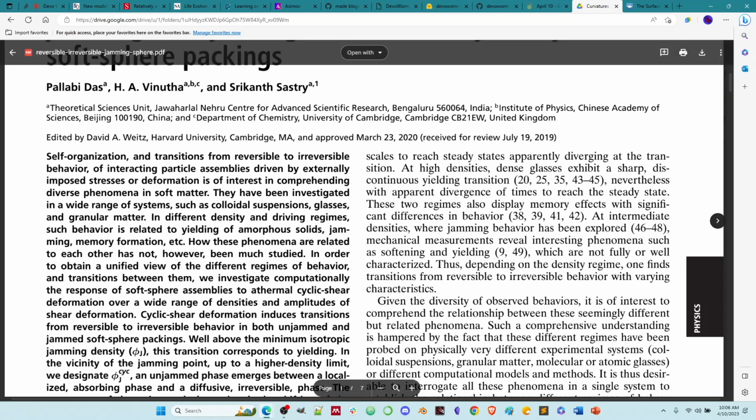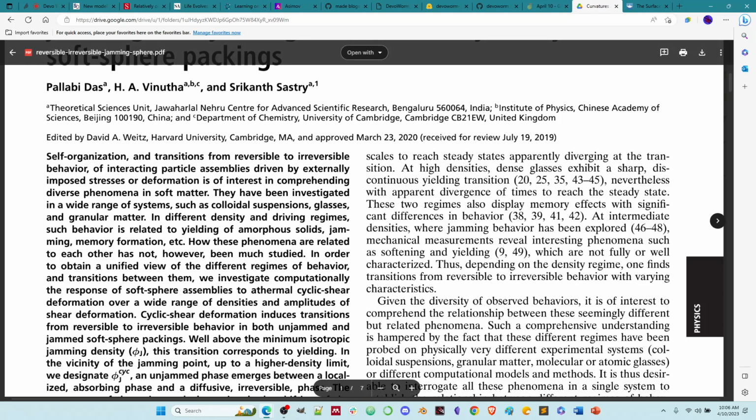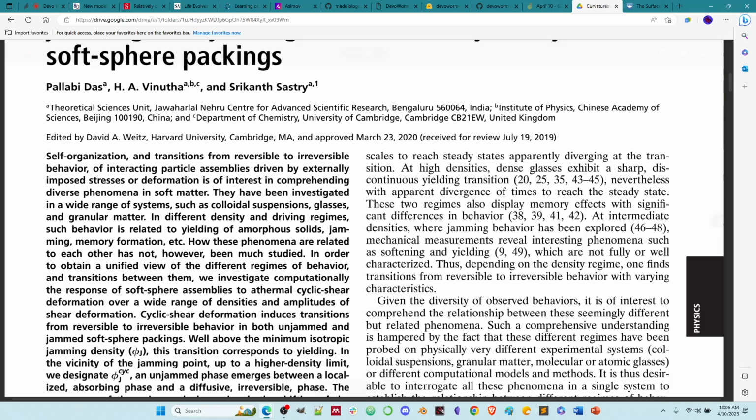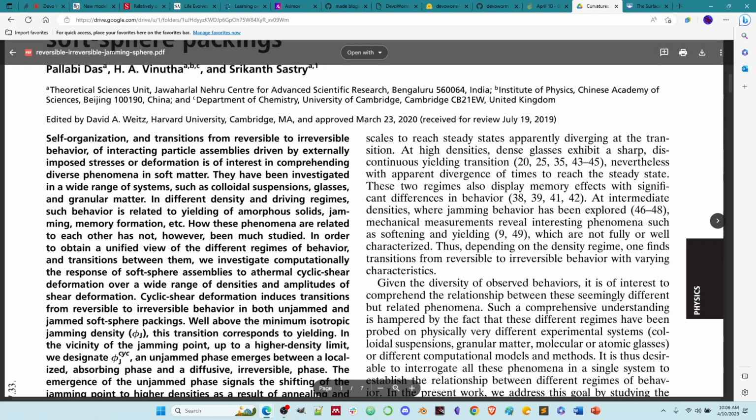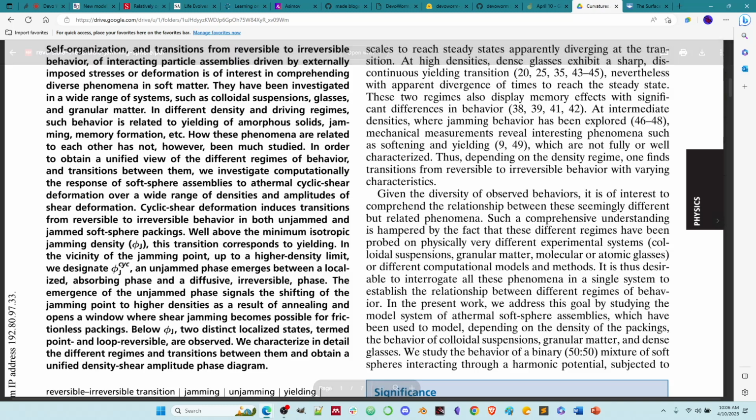It's interesting. In different density and driving regimes, such behavior is related to yielding of amorphous solids, jamming, memory formation, etc. So this is memory, not like cognitive memory, but like shape memory and other types of things that involve hysteresis. How these phenomena are related to each other has not, however, been much studied. In order to obtain a unified view of the different regimes of behavior and transitions between them, we investigate computationally the response of soft sphere assemblies to athermal cyclic shear deformation over a wide range of densities and amplitudes of shear deformation.